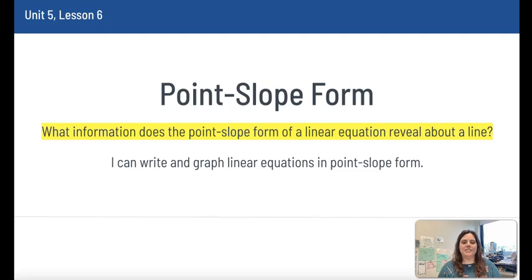Hey y'all, in this lesson we're going to take a look at point-slope form. Last time we looked at slope-intercept form, now we're looking at point-slope form. Our essential question is, what information does the point-slope form of a linear equation reveal about a line? By the end of this lesson, we want to be able to say, I can write and graph linear equations in point-slope form.